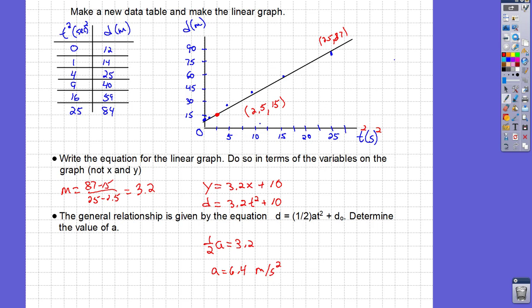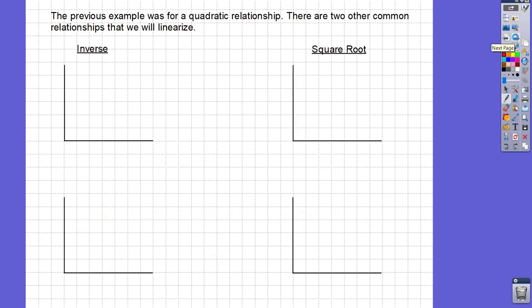There are two other shapes of graphs that we typically see that we want to linearize. One is an inverse graph. So if we have y versus x and it's inverse, what that means is you have one of these things. So classic example from chemistry is Boyle's law, P1V1 equals P2V2. In other words, what that means is that the y-axis is equal to some constant times 1 over x.